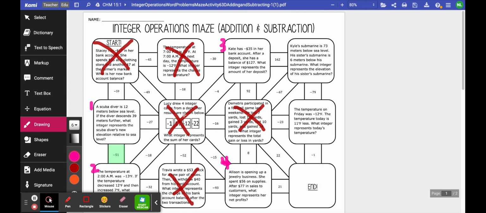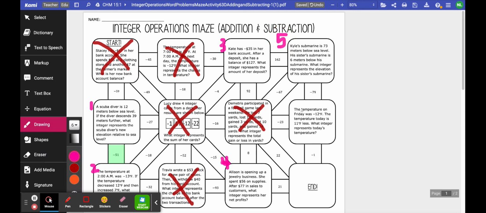The next question you will have to do is number 6. Kyle's submarine is 73 meters below sea level. His sister's submarine is 6 meters below his submarine. What integer represents the elevation of his sister's submarine? So again, that will be a subtraction problem. It will start with negative 73 minus 6 meters. You'll have to change it into an addition problem and then figure out the answer. And then, I'm sorry, this should have been a 5. And the last one is number 6.